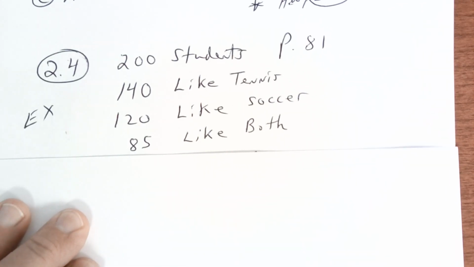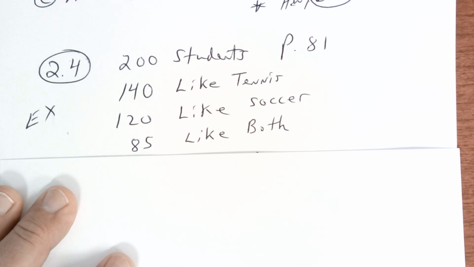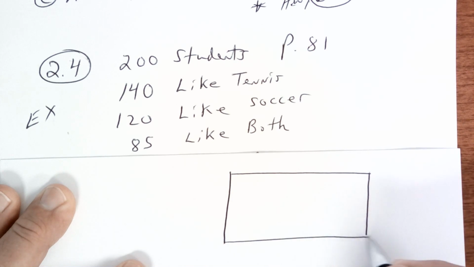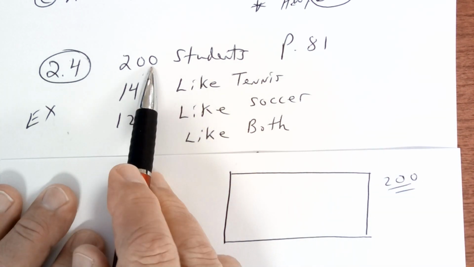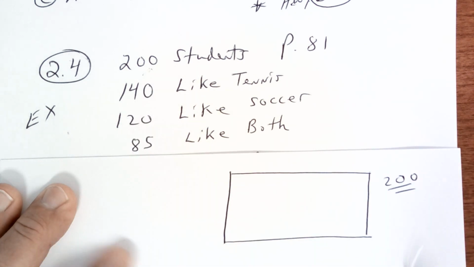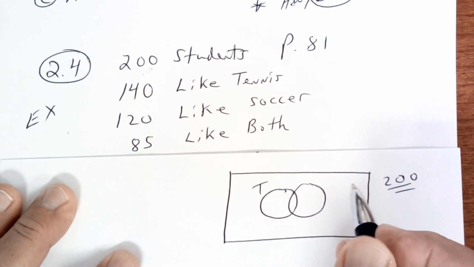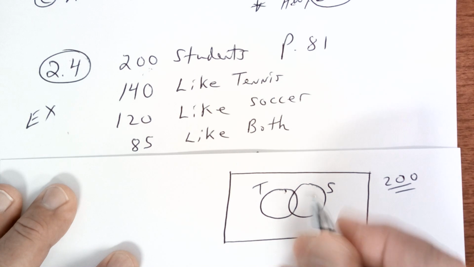Reach under your desk, open up a book. Let's take a look at this one. We're going to draw a Venn diagram. All right, so first of all, you have 200 students total, and that's important that you make a note of that. You have some that like tennis. You have some that like soccer. And you have some that like both. Well, both of them would be 85.